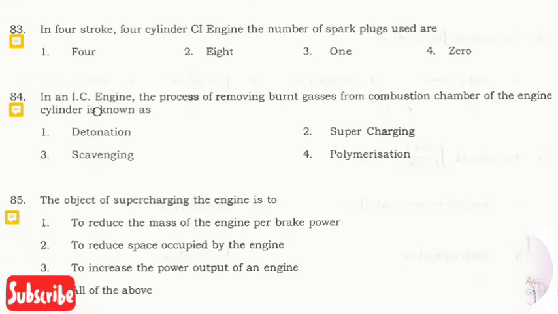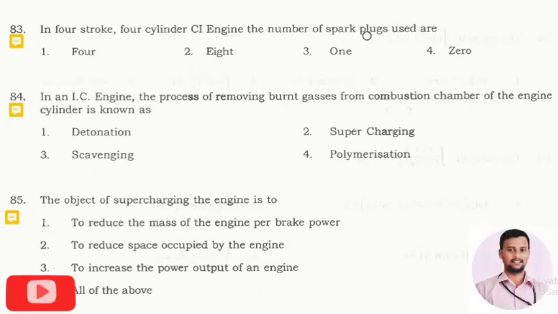The next question is, in a four-stroke four-cylinder CI engine, the number of spark plugs used are. So please note the question, it is clearly mentioned CI engine. So we know that in CI engine, no spark plug is used. So your right answer will be option 4, that is 0.